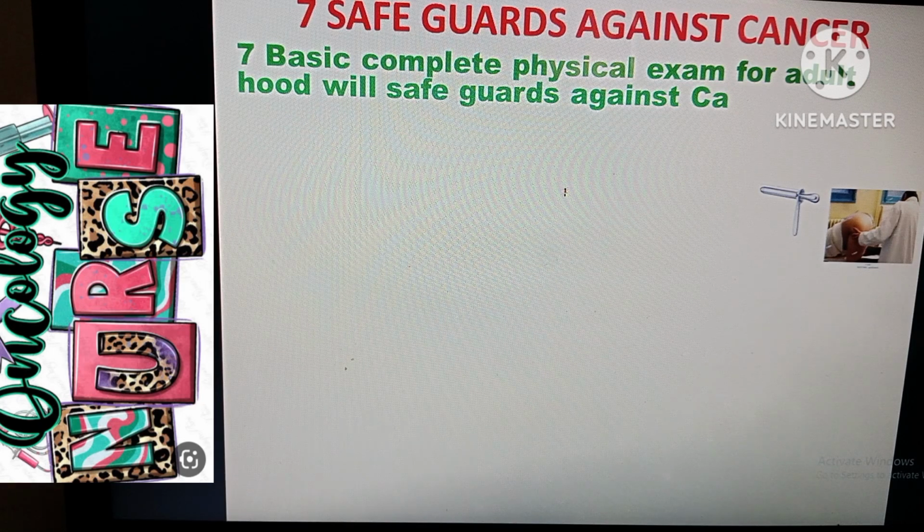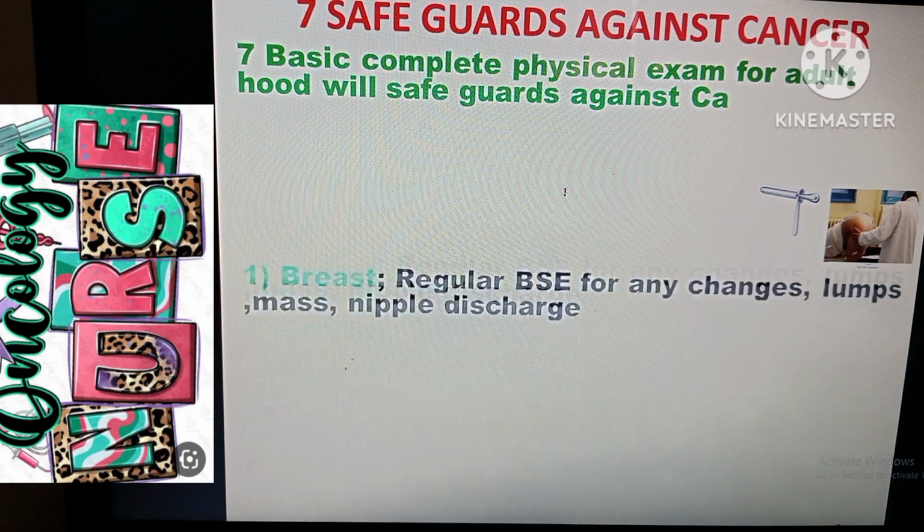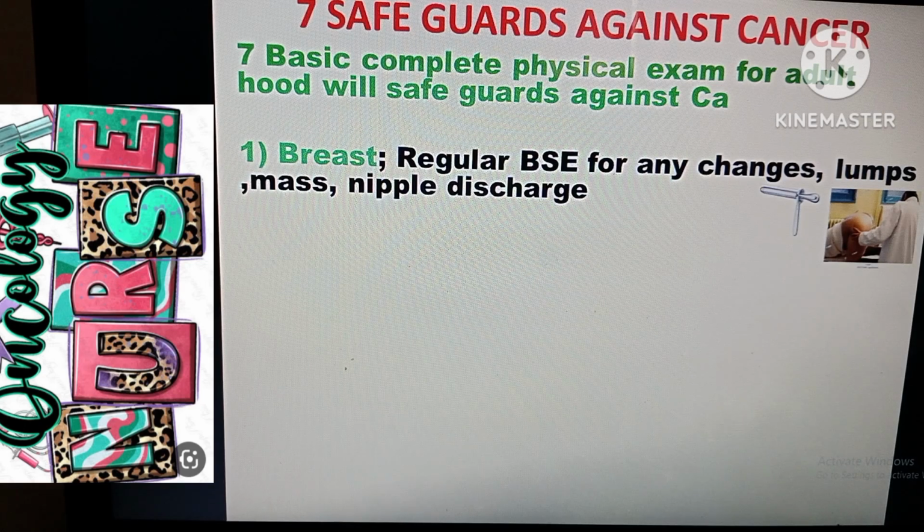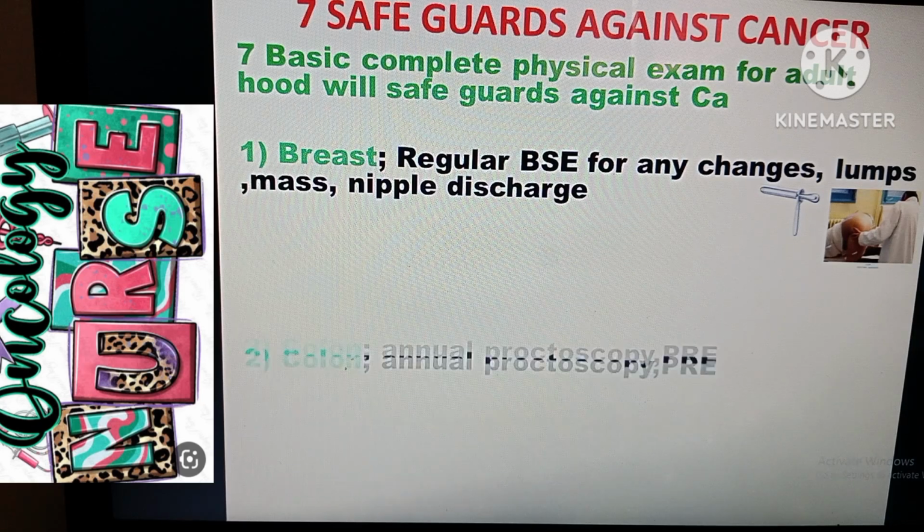7 basic complete physical exams for adulthood will safeguard against cancer. Which are they? One is the breast, as I said. Regular breast self-examination for any changes, lump, mass, nipple discharge. See, the ladies, girls, every day while taking a bath, you can observe your body from top to bottom, as well as touch and palpate your breast and see if any pain is there, if from the nipple any abnormal discharge comes out, or if you feel any lump or thickened skin while touching, immediately you should tell the client to approach the doctor.